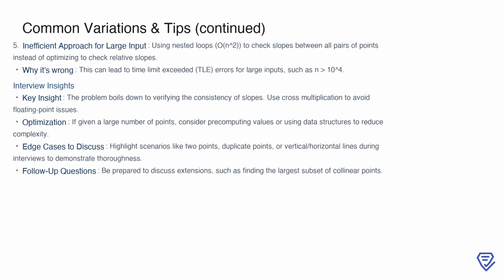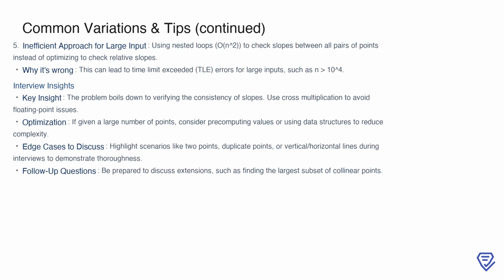Now, let's talk about inefficiencies and how to optimize your solution. One common inefficiency is using a nested loop approach with O(n²) complexity to check slopes between all pairs of points. While this may work for small inputs, it can cause time limit exceeded errors for larger datasets, especially when n exceeds 10,000. Instead, focus on optimizing by checking relative slopes in a single pass.